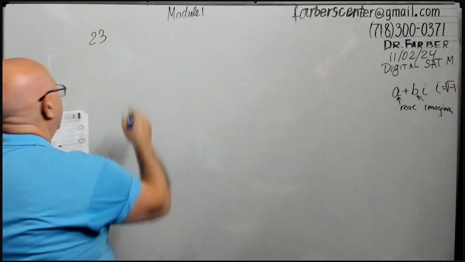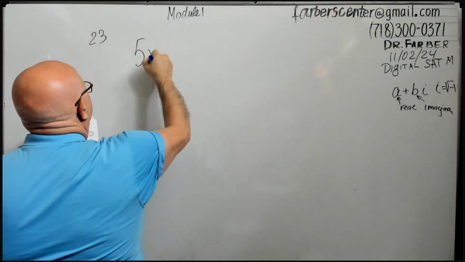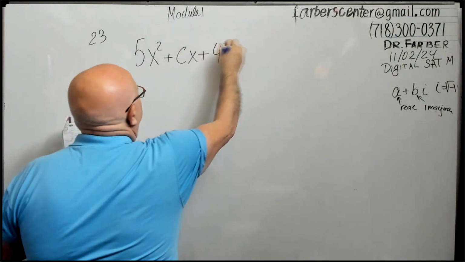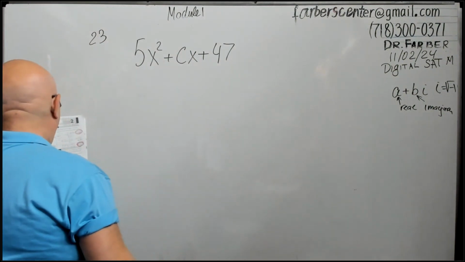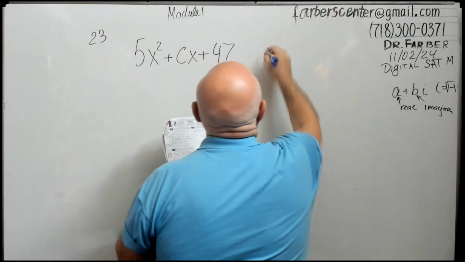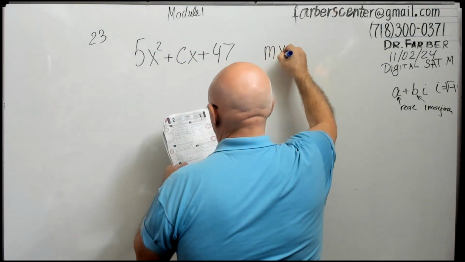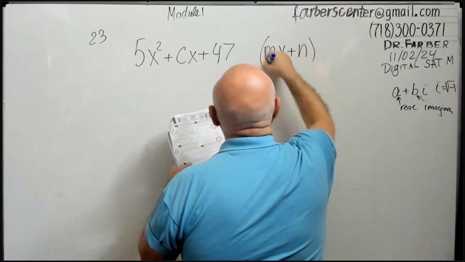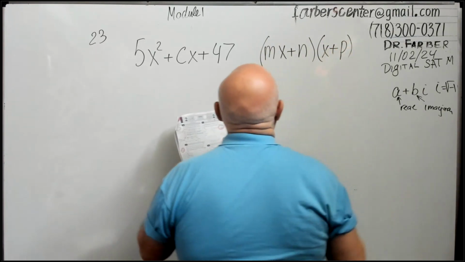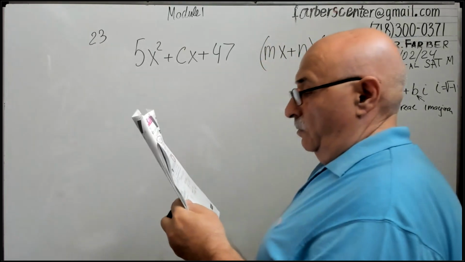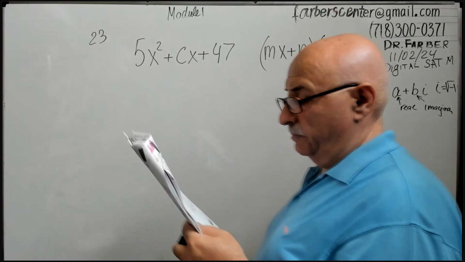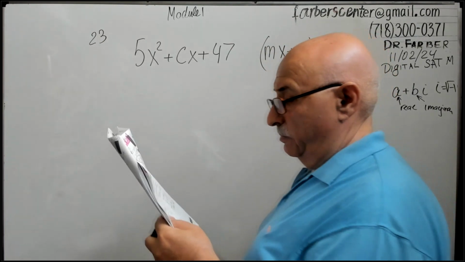So you have 5x squared plus cx plus 47, and it can be rewritten as (mx plus n) times (x plus p), where m and p are integers. Which of the following must be an integer?